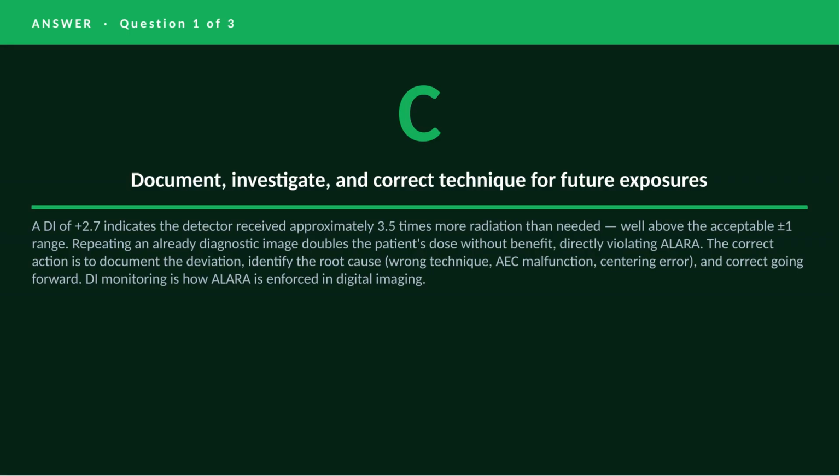The answer is C. Document the elevated DI, investigate the cause, and correct technique for future exposures. A DI of plus 2.7 indicates the detector received approximately 3.5 times more radiation than needed. Repeating an already diagnostic image doubles the patient's dose without benefit, directly violating ALARA.